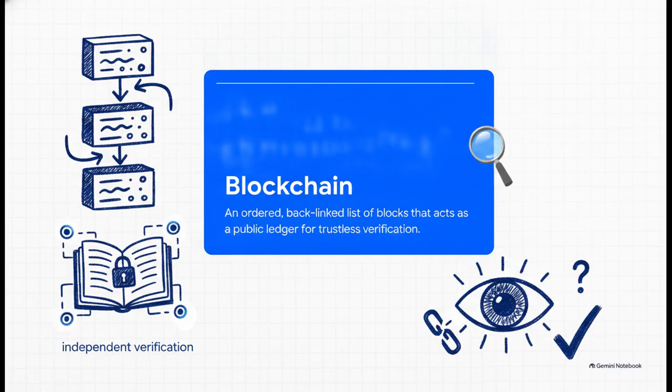Instead of having to blindly trust a central bank or some corporate server to keep the books accurately, this structure allows every single participant to independently verify the entire history of the network. You don't have to trust anyone. You just verify the data for yourself.